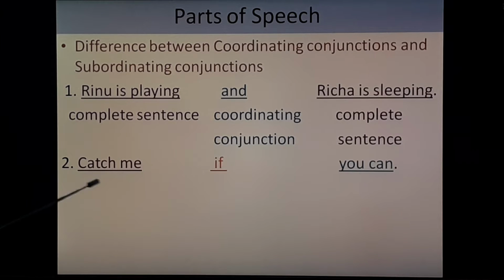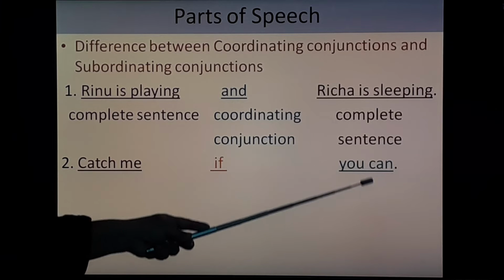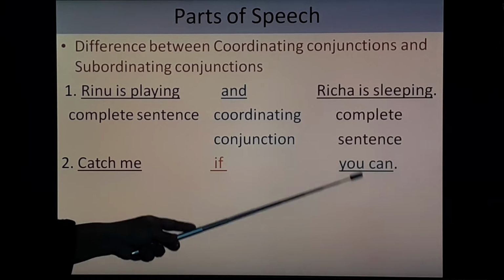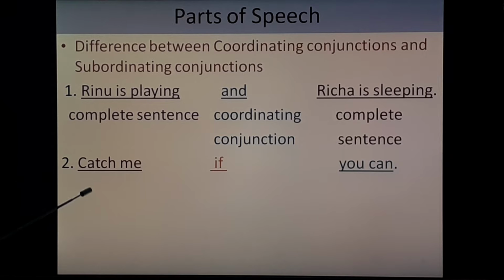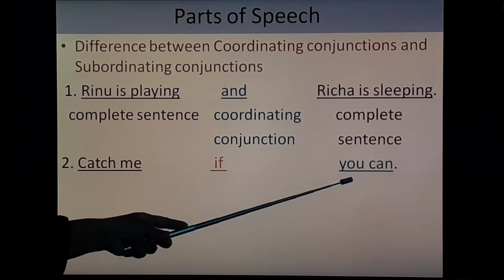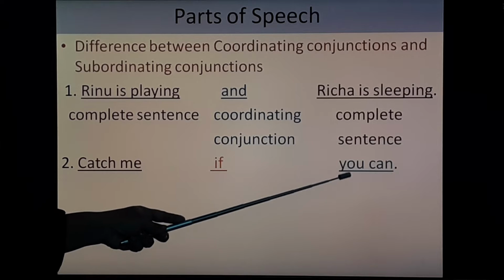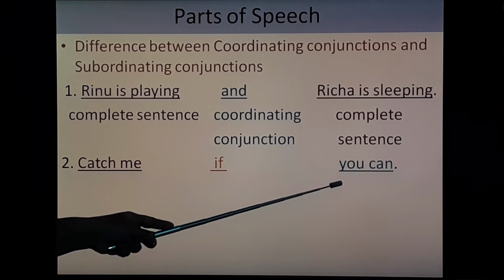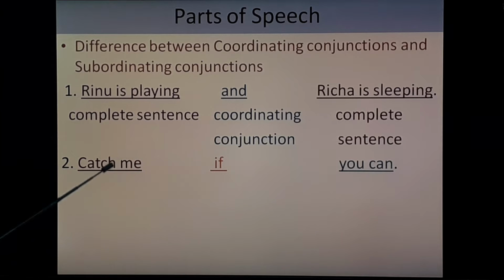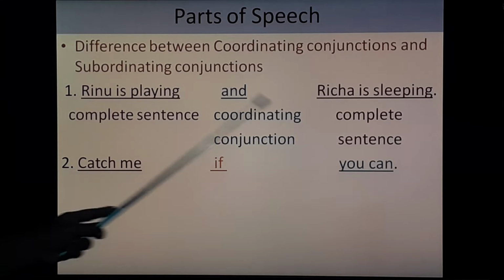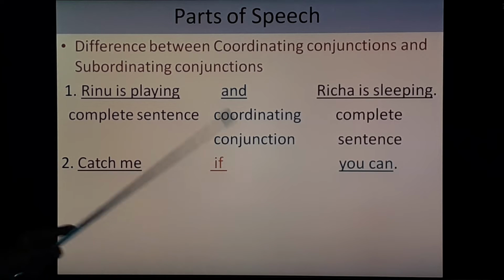Second sentence: catch me if you can. Here two clauses are given and they are joined with a subordinating conjunction. Here the first part is the main clause, and the second, 'you can', is the subordinate clause, or you can say independent clause and dependent clause. We say dependent because this part cannot stand on its own, so it needs some help. That's why we say 'catch me if you can'. If you speak this way, then it completes the meaning.